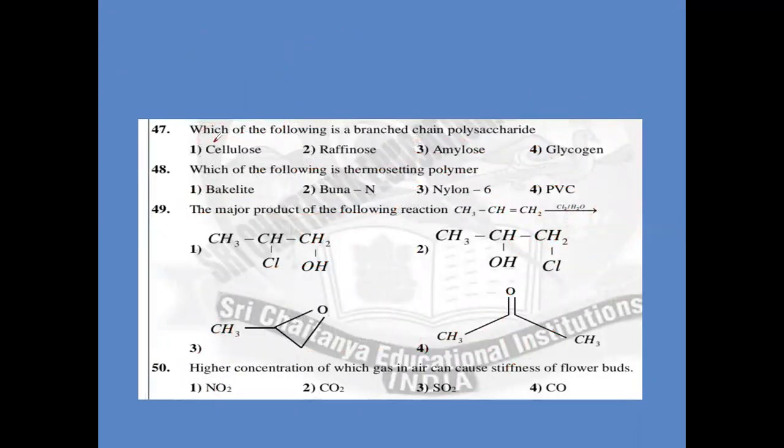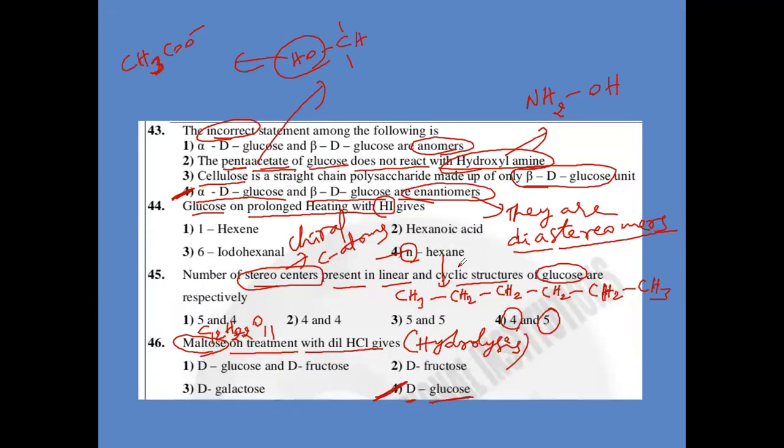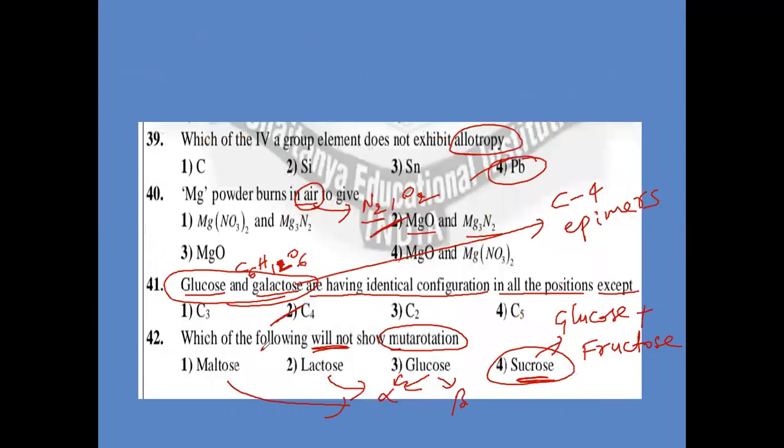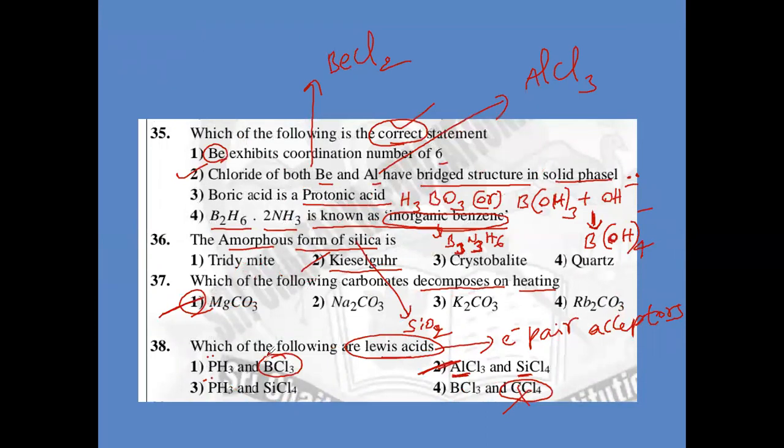And next one. Which of the following is a branched chain polysaccharide? Cellulose is what? Straight chain. The previous question, one point is there. About cellulose, cellulose is what now? Linear chain. But glycogen is what? Branching.